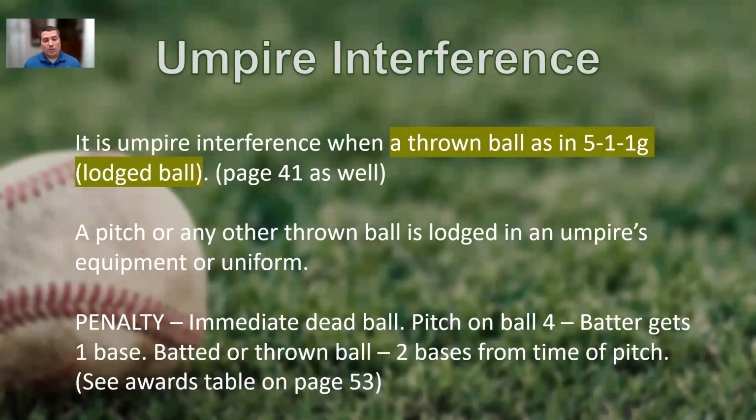Okay. And where am I getting all of these? I'm getting these from the awards table that's on page 53. And if you have never looked at this awards table on page 53, you are missing out. Page 53 has all of the scenarios, all of the dead ball times, and it tells you when the ball is dead, how many bases they get, and what is determined from the time from. I know it's really hard to see in my wonderful autofocus camera, but this is the page. If it's a pitch that's ball 4, the batter gets first base. If it's a batted or thrown ball, then it's 2 bases from the time of pitch.